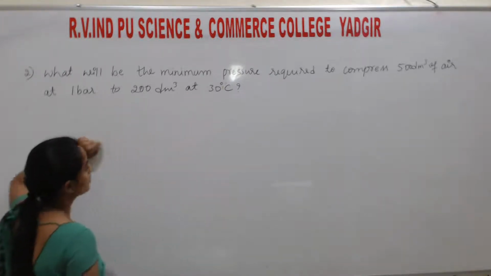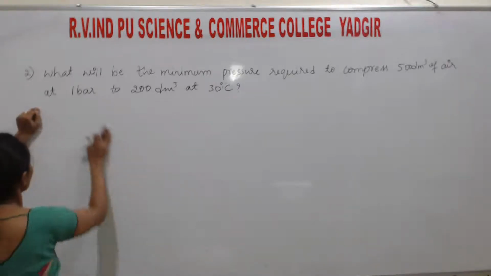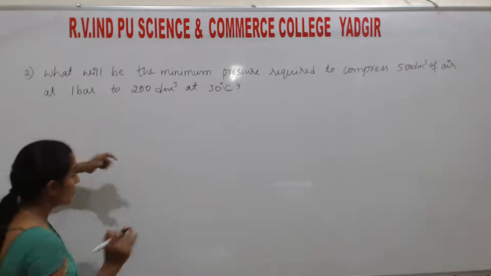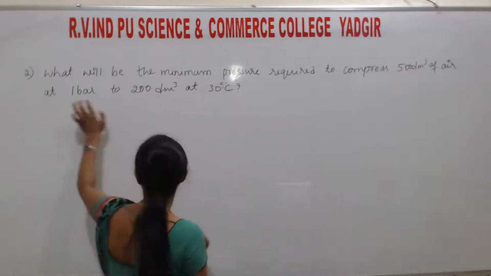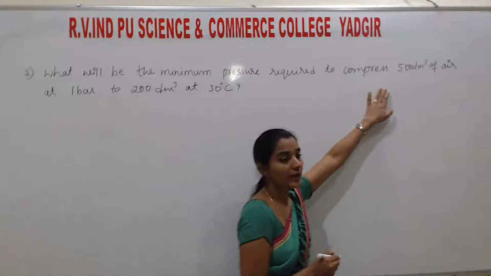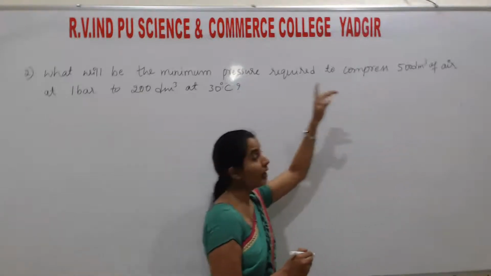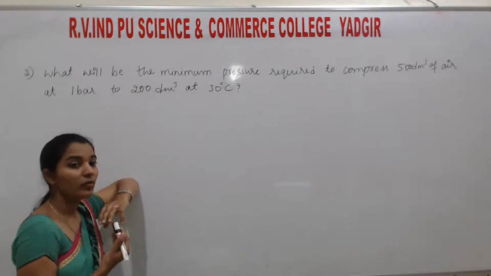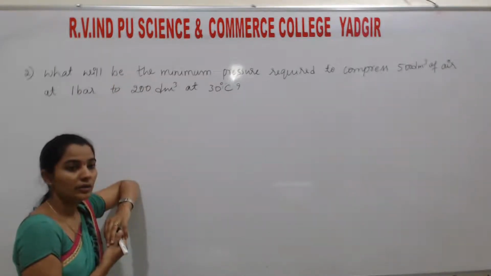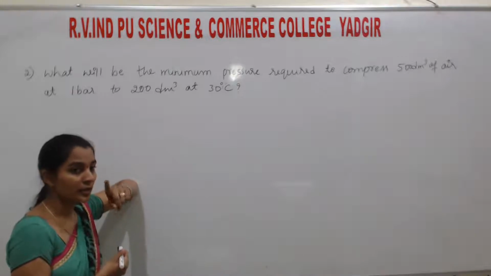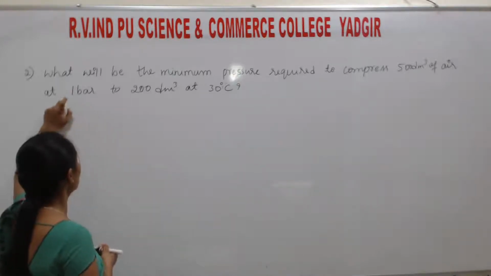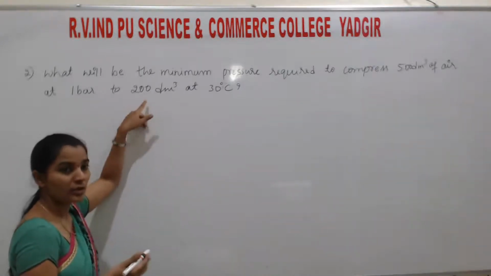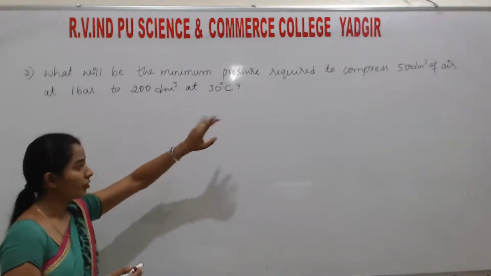Okay. Next, we want to check what? Pressure. So students, remember one thing. At 1 bar pressure, the volume is 500. Next, after that it becomes 200. Means volume decreases. When will volume decrease? When the pressure increases. That means you have to get the value more than 1 bar pressure. Then only this will compress to form 200 dm cube from 500 dm cube.